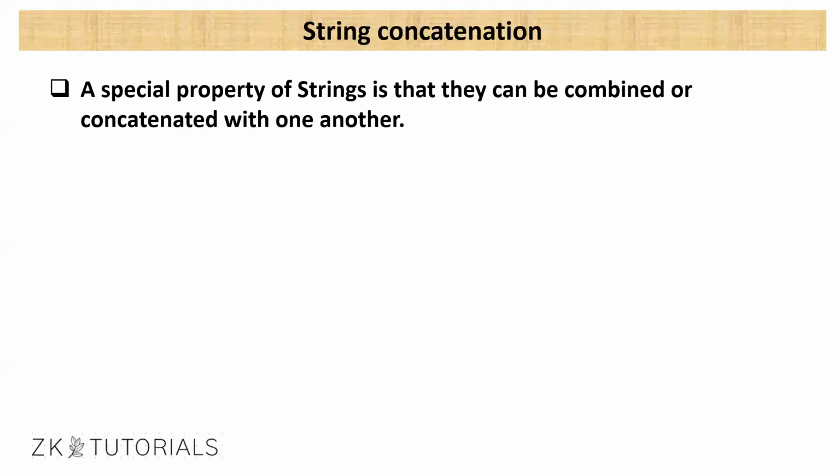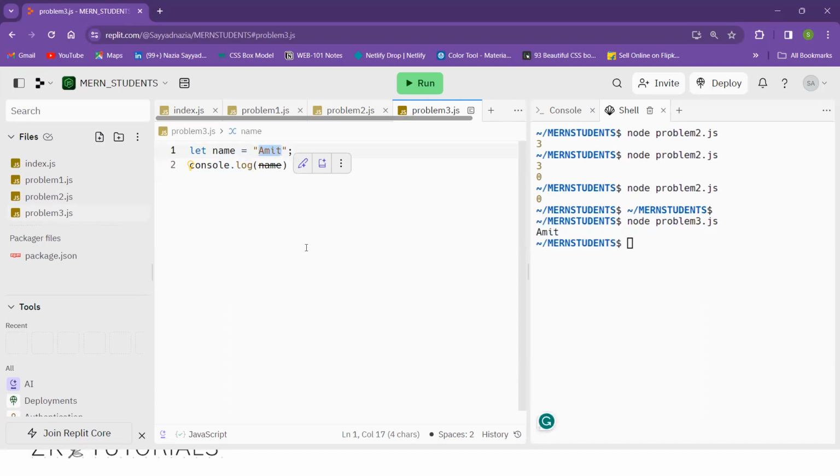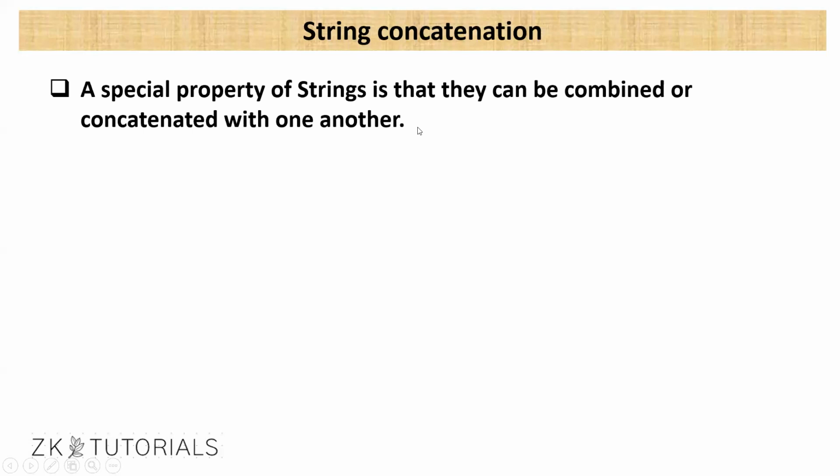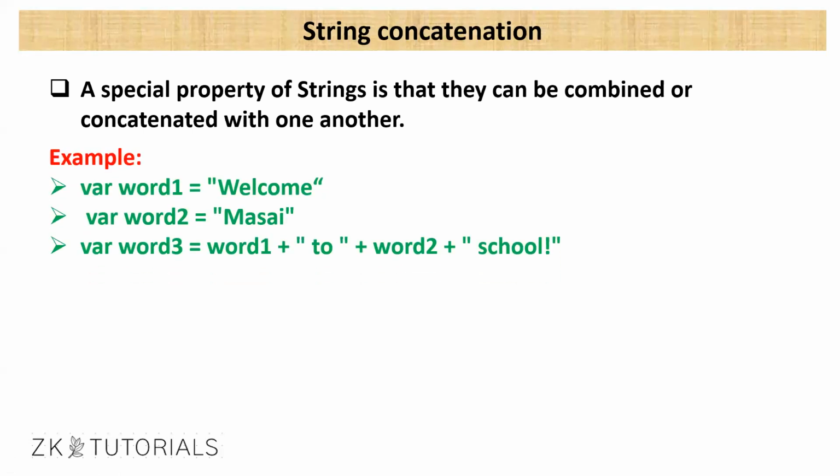These are strings basically. A special property of strings is that they can be combined or concatenated with one another. So we can combine two strings. This is one string, and I'm taking another variable, surname, equal to Kumar, with the full stop. Now I can merge both the variables. I can concatenate the strings, or combine the strings. So basically this is string concatenation.